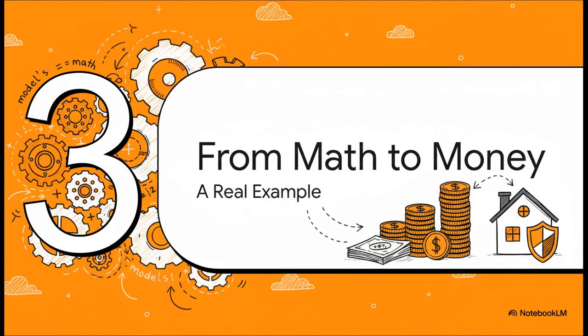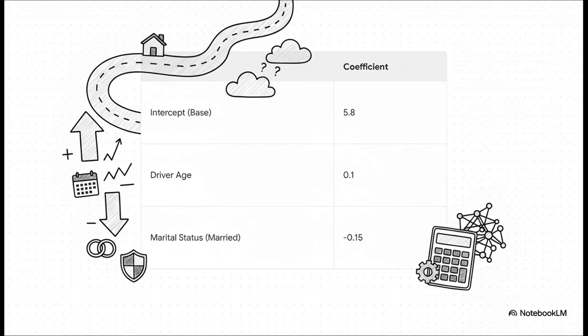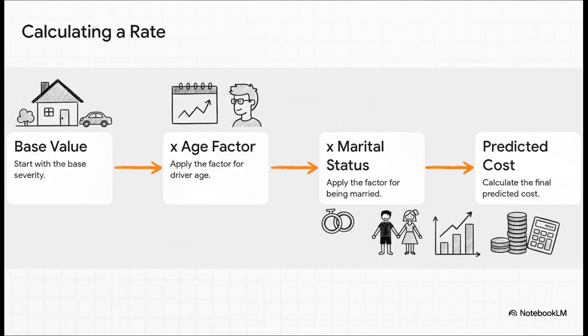Let's make it real. We're going to walk through a specific example right from the source material to see exactly how this math turns into actual money. So after the GLM does all its number crunching, it spits out a table that looks something like this. See that intercept? That's kind of the starting point, the base level of risk. Then each coefficient tells you the exact impact of each factor. So in this example, every extra year of age adds 0.1 to the score. And being married, that actually subtracts 0.15. Interesting, right?